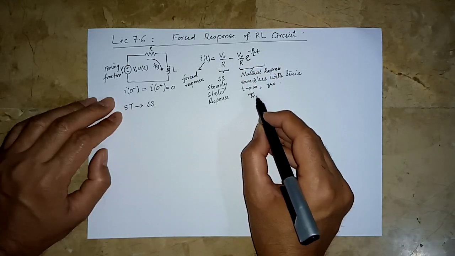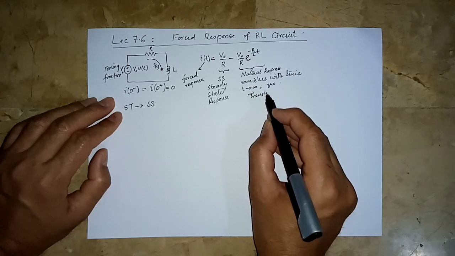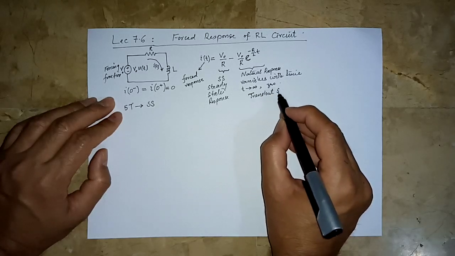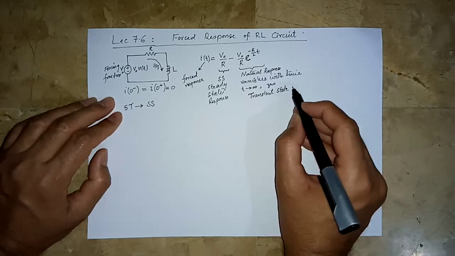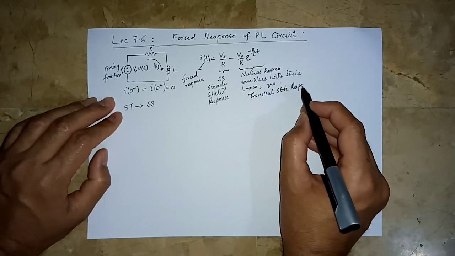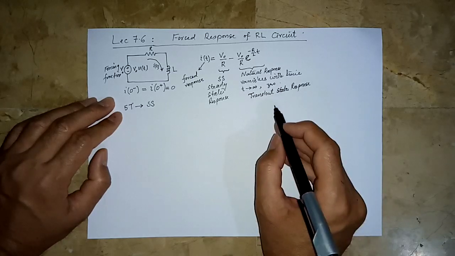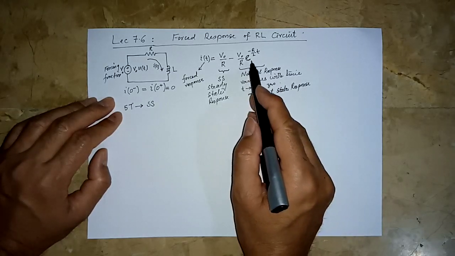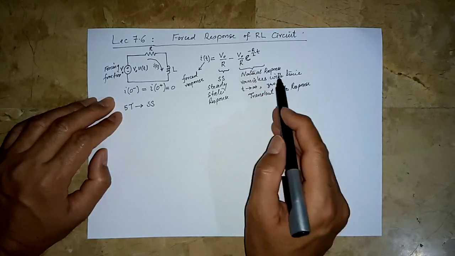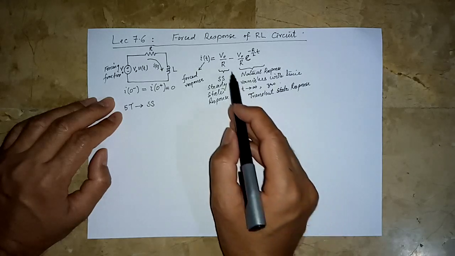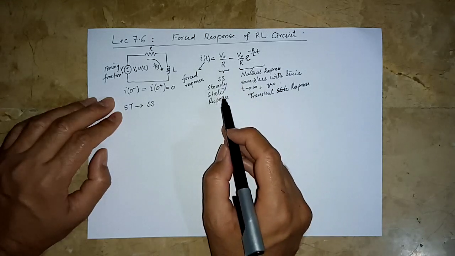Sorry, not tau, it is T. Transient state or transient response. Most often, we don't use the word state here. So it is transient response. You see, it makes sense. Transient is going to die out. It is transient in nature, but the steady state part is going to stay there.